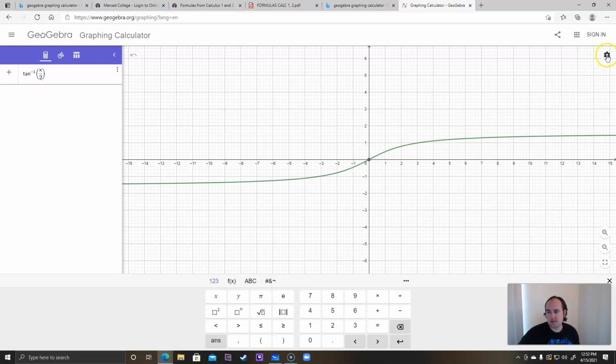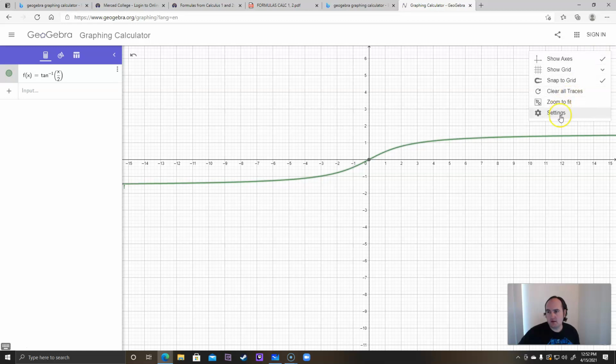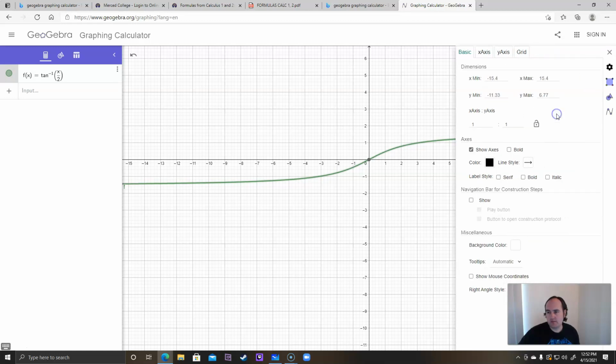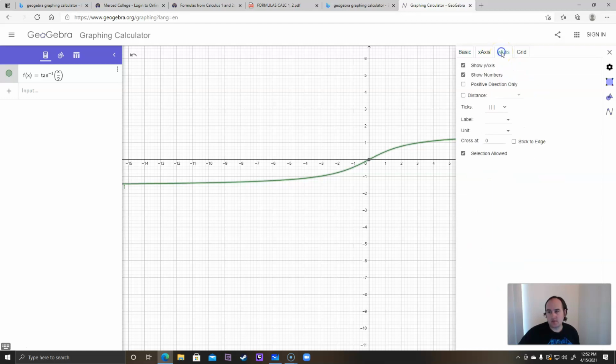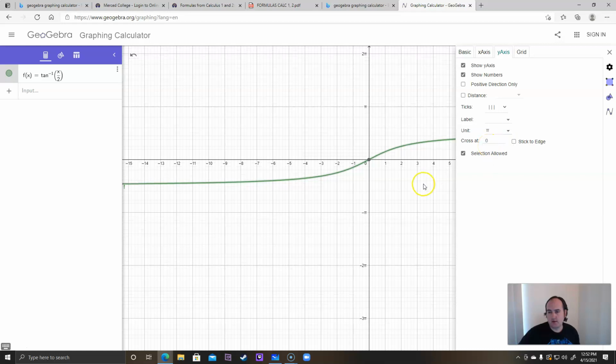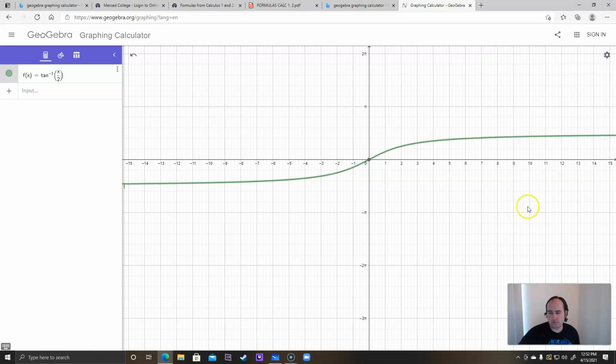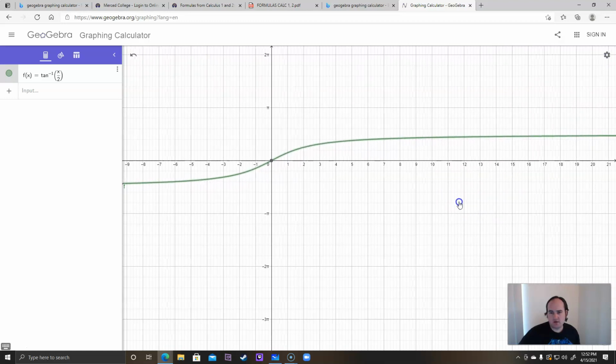Well, we go to settings up here in the top right corner, looks like a little gearbox, and then we click on settings here, and then we go to y-axis, because the y-axis is the one we're actually concerned about here. And then under unit down here, we click on unit, and then we click on pi. All right, and then we just go ahead and close this, and then you can drag this over.